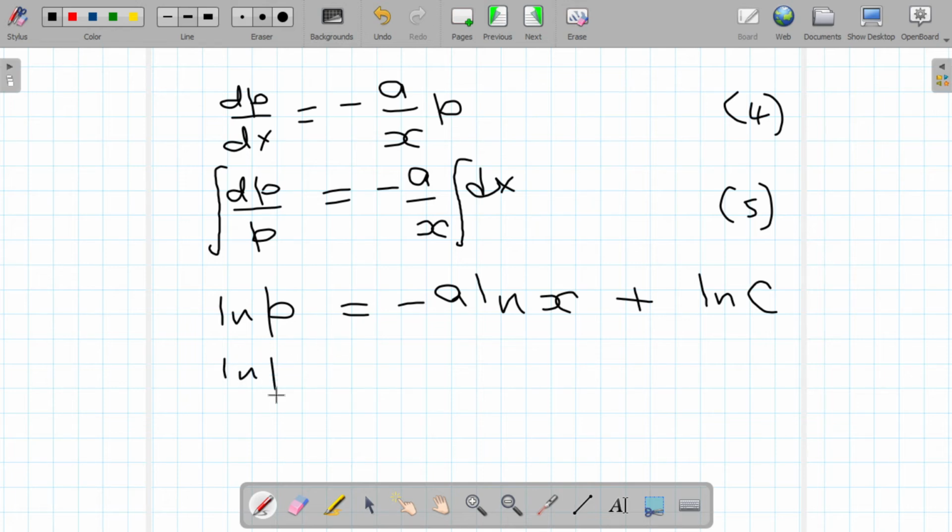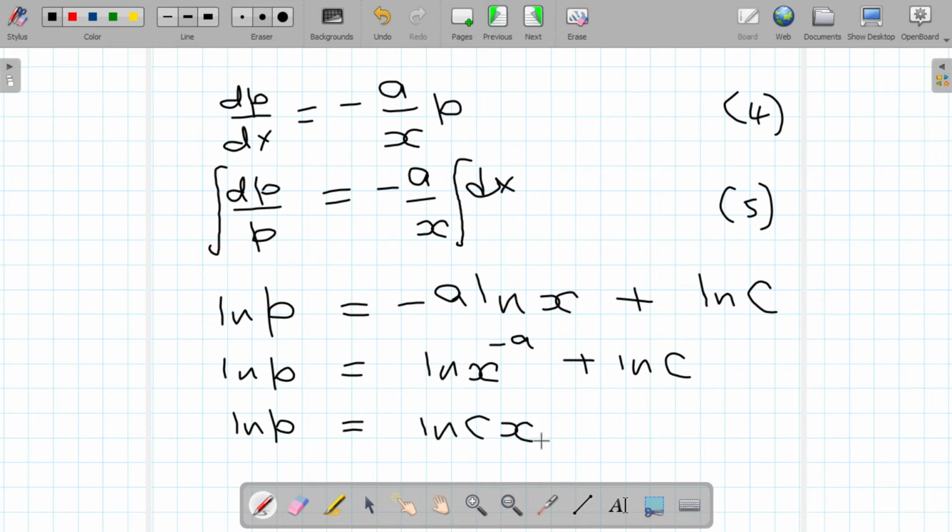So we've got the log of p, and that is equal to log of x. And what we can do is we can move this minus a up into the index part of the log of x, so that we get minus a plus log of c. So we've moved that minus a up to become the indices of the x. So this is a lot easier to simplify now. So we've got the log of p equal to the log of c x to the minus a.